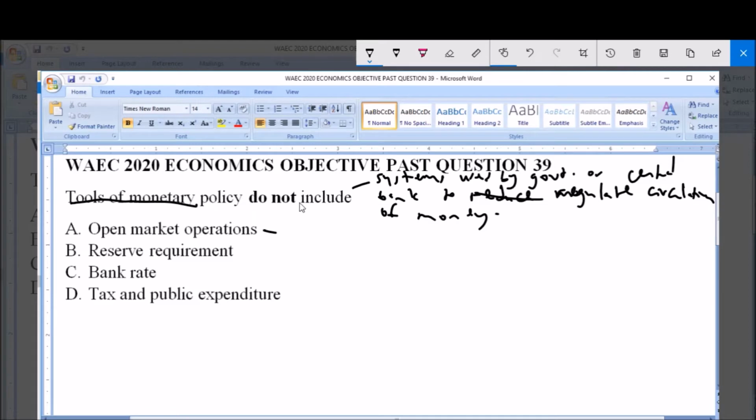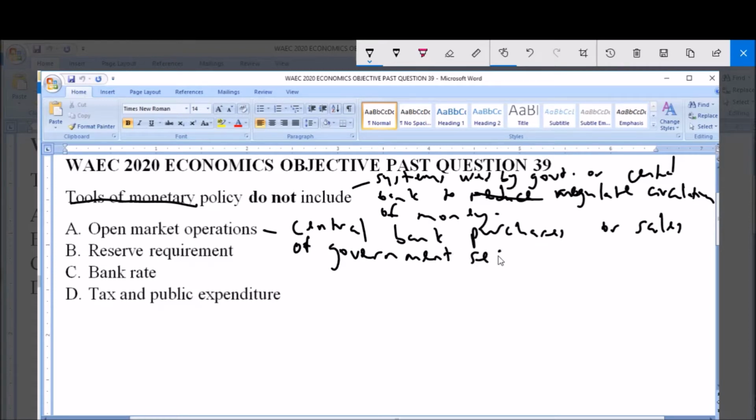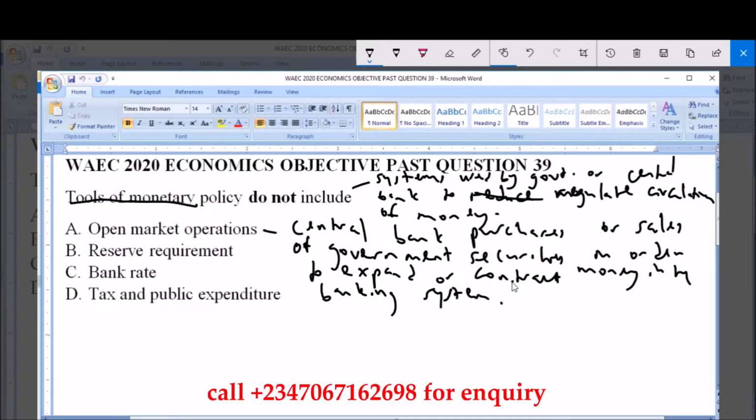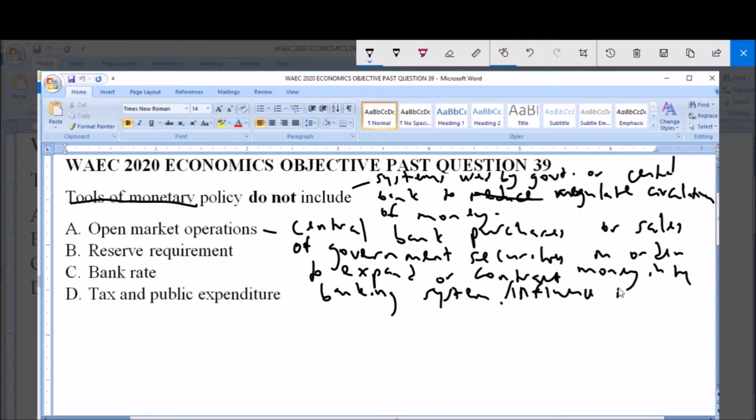Now option A says open market operation. It refers to central bank purchases or sales of government securities in order to expand, that is increase, or contract, that is decrease, the money in the banking system. And it is also done to influence interest rates.